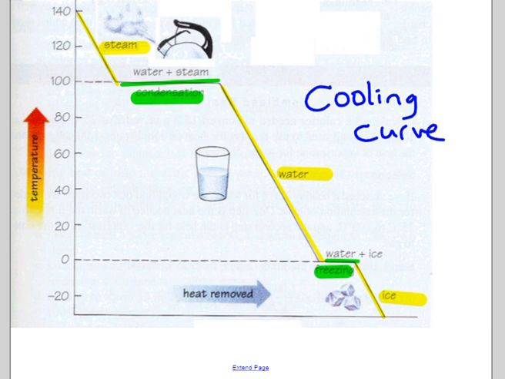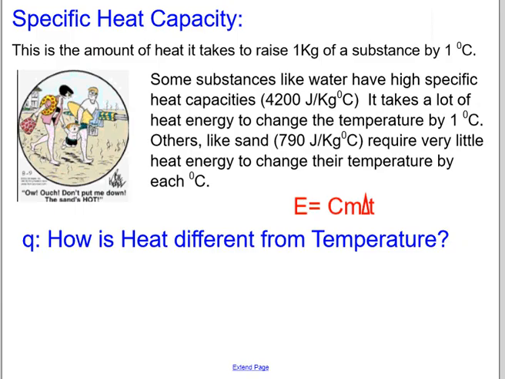Because the temperature is going down over time as heat energy is removed, we would call this a cooling curve. Again, it resembles a staircase, but has only 2 steps, one for each of the phase changes. We can actually calculate the amount of energy it takes to warm up a substance, whether it's in the solid, liquid, or gas stage, by using a measurement called specific heat capacity.